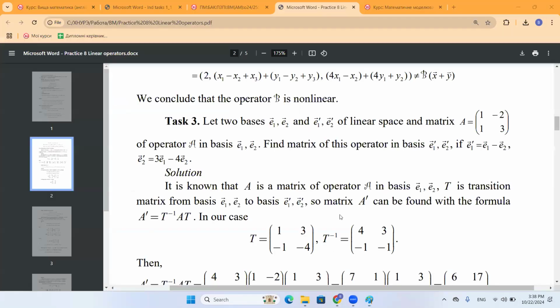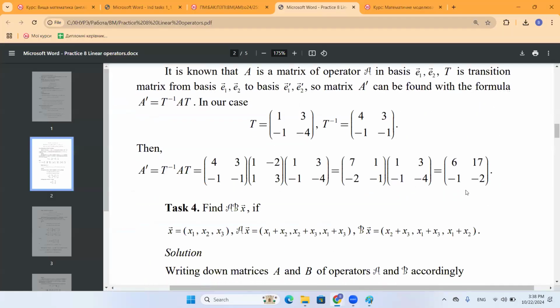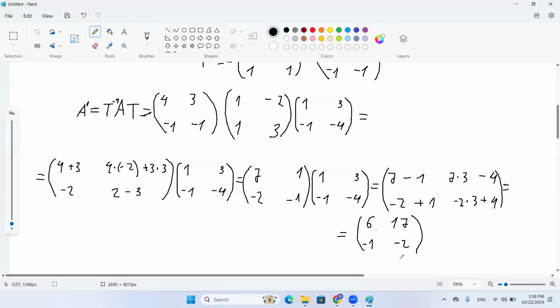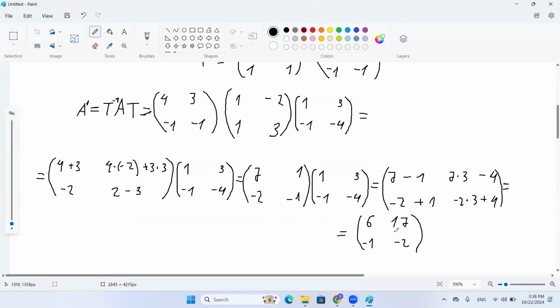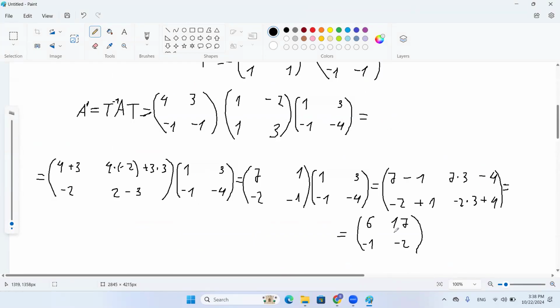Of course, let's verify that everything is okay. So 6, 17, minus 1, minus 2. And everything is correct. Any questions about this task? No questions, right? No questions. Okay, let's move next.